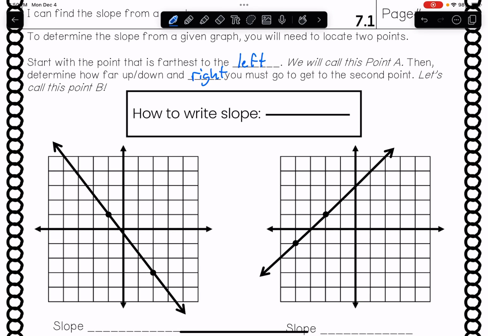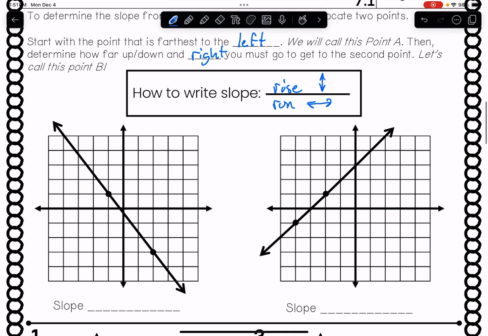So how do we write slope? I talked about this quite a bit last year if you had me. Most of you did. So slope is always going to be, well, we're going up and down first. That's what we're going to call our rise. So up and down. And then we have our run, which goes on the bottom of our fraction. That's going to be our left to right movement, horizontal. So we've got vertical movement divided by the horizontal movement. Let's see what that means in action here on our graph.